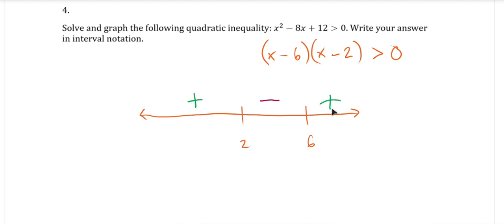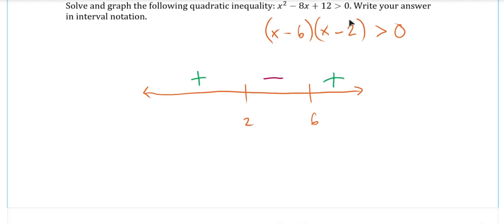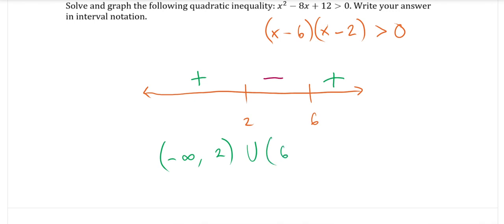And so we can use this to answer our question, when is the original function greater than 0? Well, it's going to be greater than 0 from minus infinity up to 2 and from 6 up to infinity. We don't include the 2 or the 6 because this is a strict inequality.